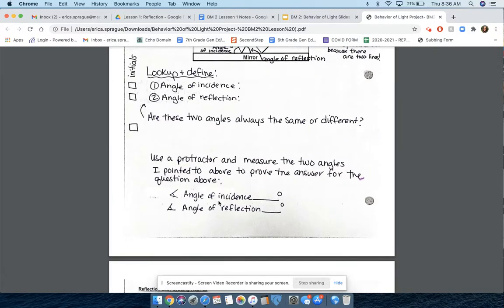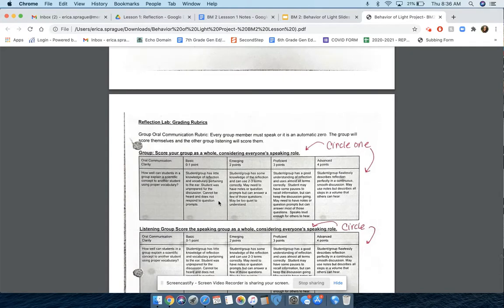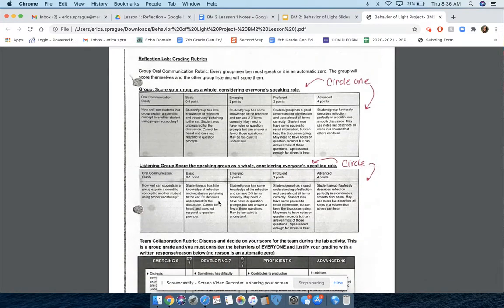So you can document what your angles were down here, and then you can get ready to discuss what you've learned during this lab with another group. So you are going to have to fully understand this before you meet and discuss with another group. You can talk about all the things you did, your struggles, what you learned, what you came up with, places you think you made mistakes.